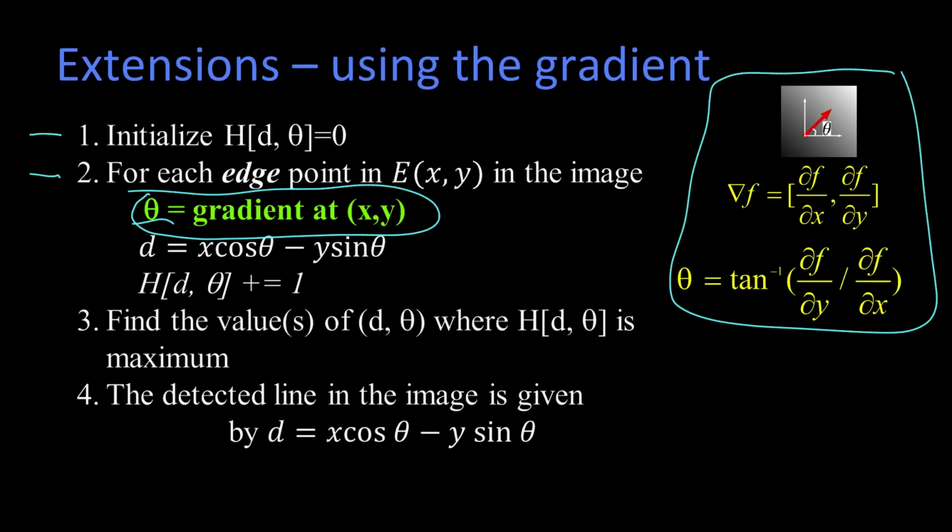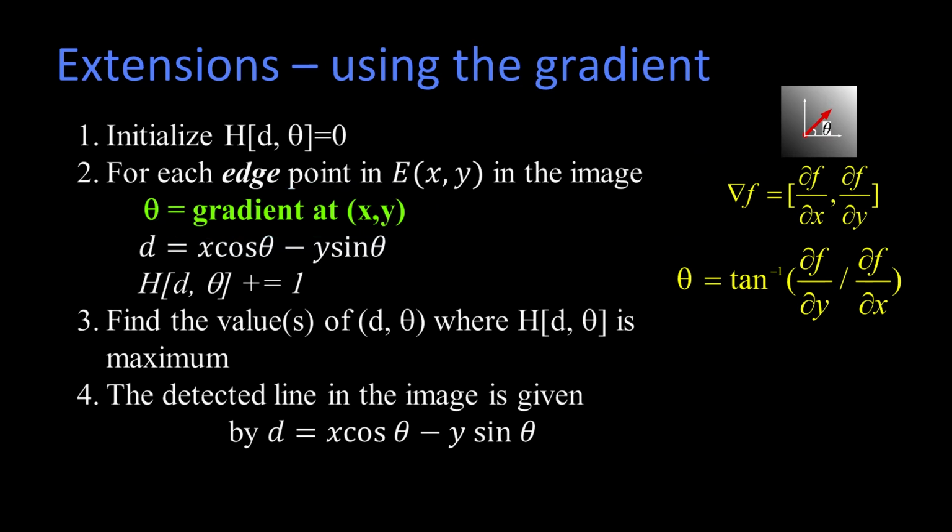Now that you have theta, you can solve your equation directly, just as we did before, and we increment our accumulator array. The nice thing is that by using the gradient, you've reduced the voting time hugely, right? You don't have to worry, you just have a single point. Also later you can use it to reduce the dimensionality. So this is the extension that people make use of the most. In fact, the whole notion of orientation is something we'll talk about more going forward.